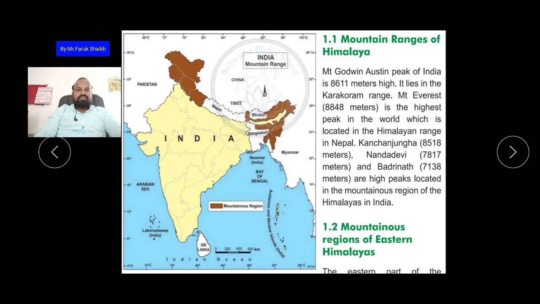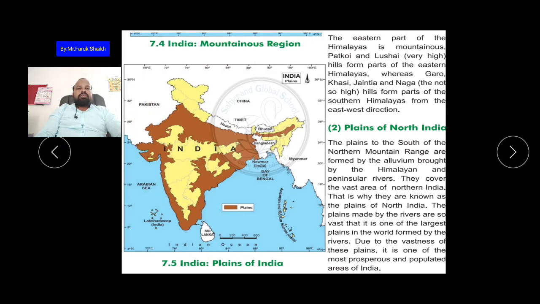In the east direction, here are the east. Okay, these are the east direction. So east direction में जो mountain ranges आए हुए हैं, that is called the eastern Himalaya. Let us see. So the eastern part of the Himalaya is mountainous, Patkoi and Lusai, very high hills from the part of the eastern Himalaya, whereas Garo, Khasi, Jaintia and Naga, the not so high hills from the part of the southern Himalaya from the east-west direction.